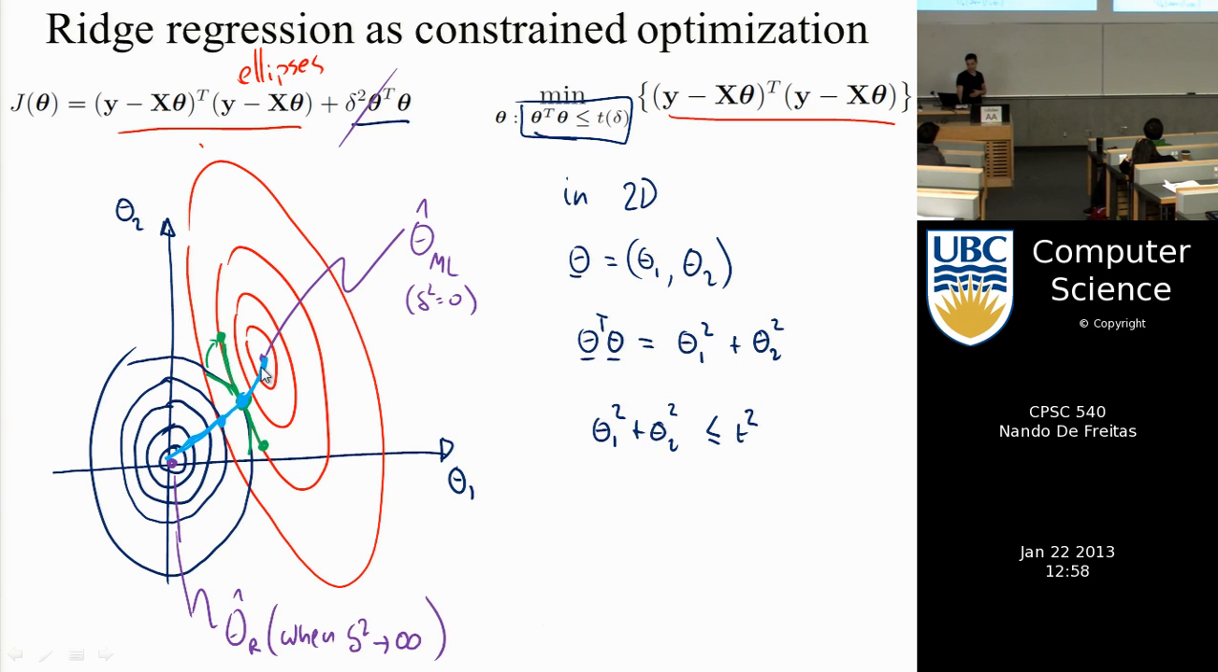I also argued that as delta goes to infinity, the thetas go to zero. All solutions have to be at the points at which the two contour plots are tangent to each other, because I went through an argument that if I were to deviate without increasing, say, the red cost, the blue cost would increase, and vice versa. That's why when you do your homework, you'll see that as you increase delta, the thetas will go to zero.